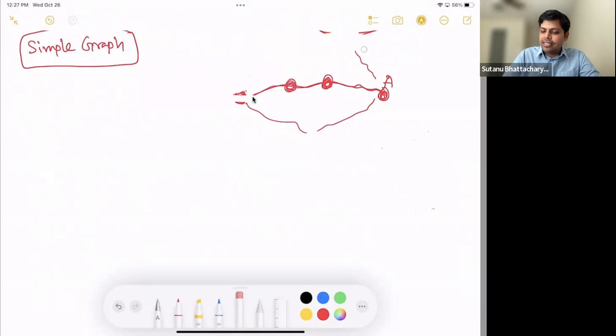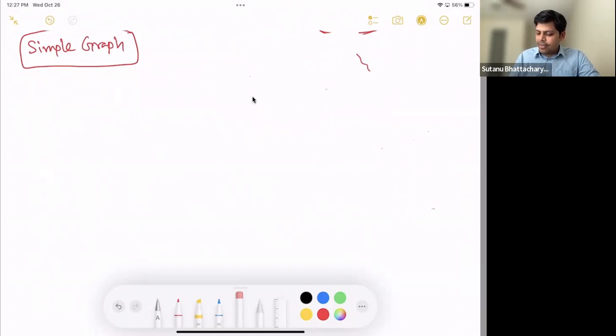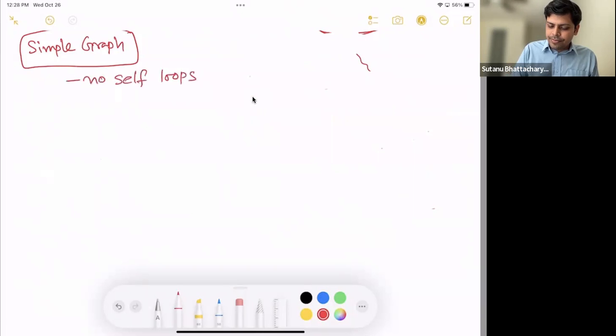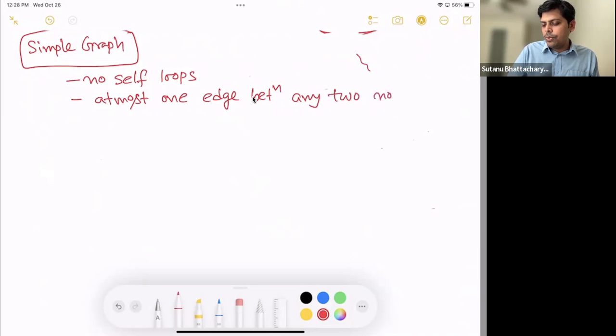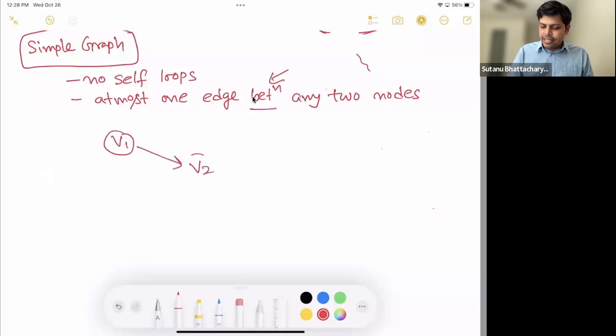Okay, so let's talk about simple graph. A simple graph means no self loop and at most one edge between any two nodes. First, let's try to understand what that means. I'll use shorthand for between. So this is one example, P1, P2.